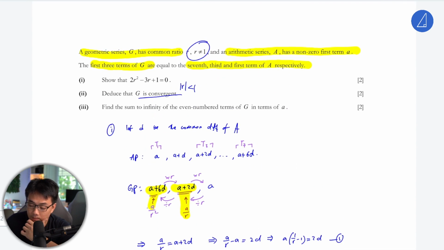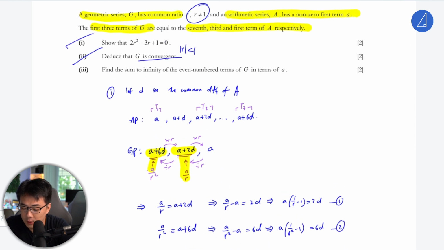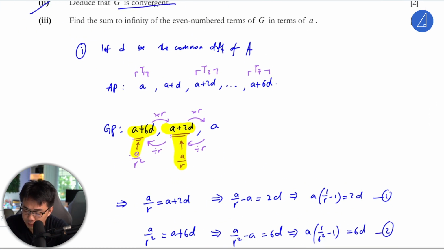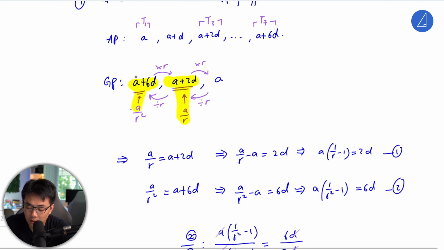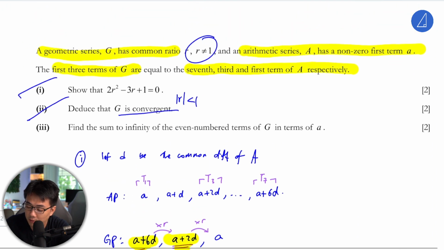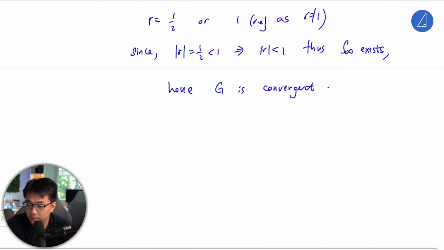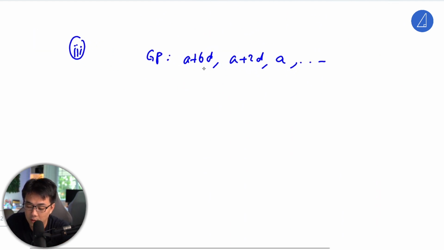So part 2 done. So find the sum to infinity of the even numbered terms of G in terms of A. Okay, great. I think the main thing is to find out what's our D, because now we do not know. So okay, we can just quickly find out D, because we need to find in terms of A, right? That's the main thing. So okay, I'm just copying that down. So these are the terms here.